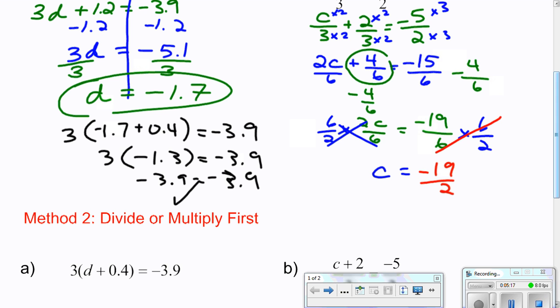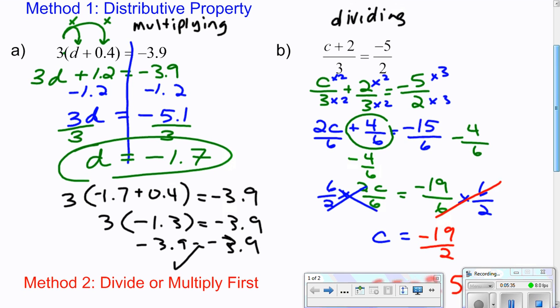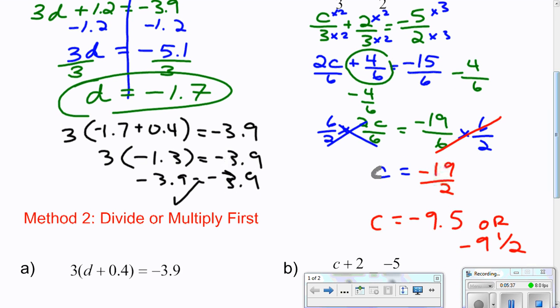negative 57 over 6, but this is in simplified form, so then we could go to negative 9.5 if we divide them. Okay? The decimal terminates, so we can show it as a decimal or fraction form, and then we could substitute back to check. We're not going to substitute this one.